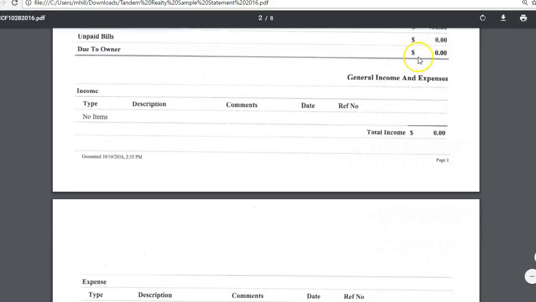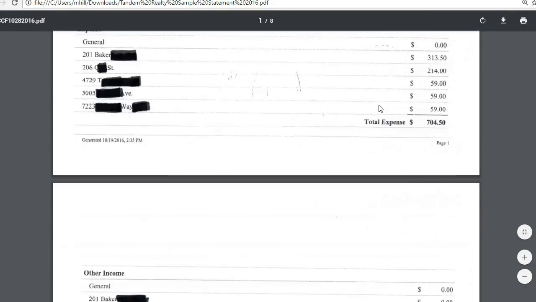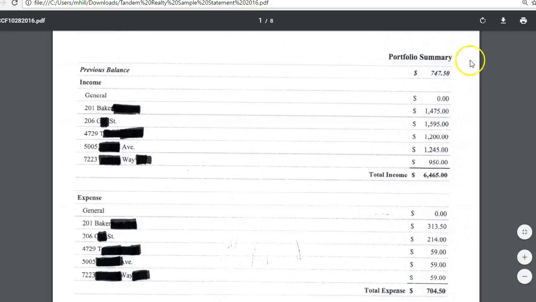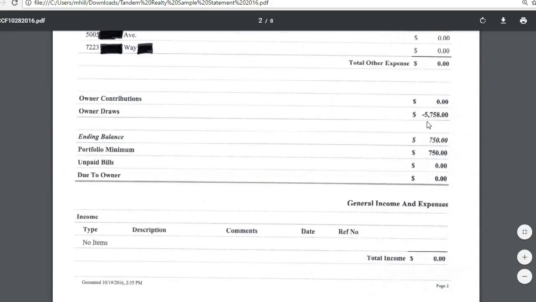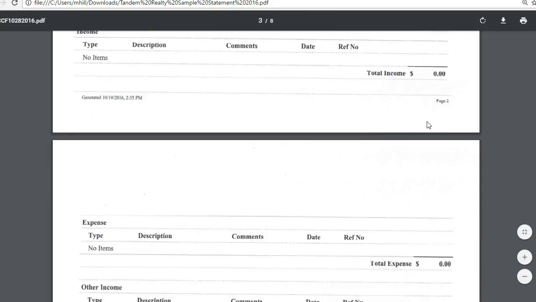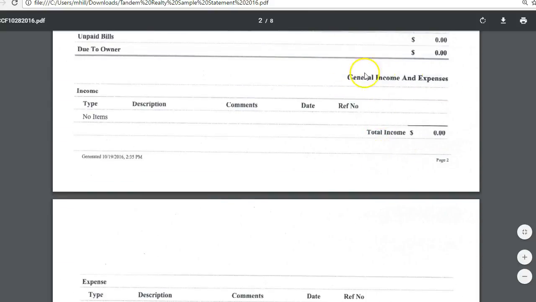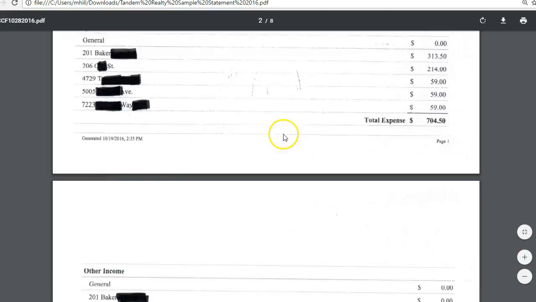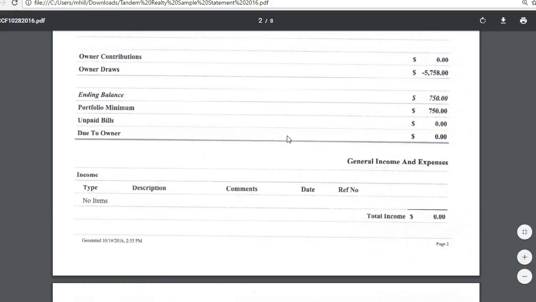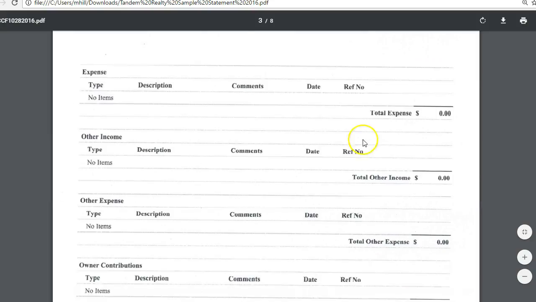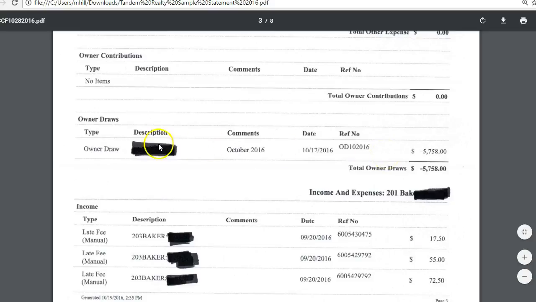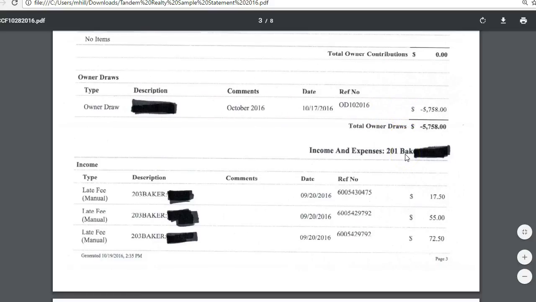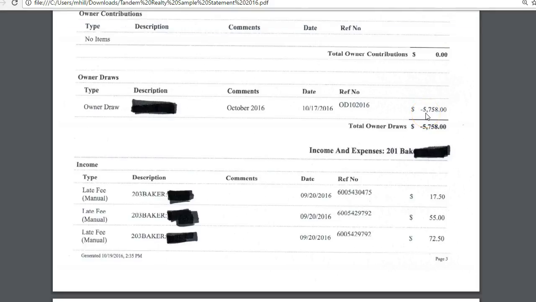So let's move down a little bit further now. We're past what we would call the portfolio summary, and now we're going to move down to a little bit more detail. So general income and expense, and that was, again, the first line up here, general. If there were any transactions listed in there, they would show up here under general income and expense, but we have nothing here. Owner draws do show up because an owner draw is for the entire portfolio if you have multiple properties, or if you have just one property, it'll just be one amount right there.